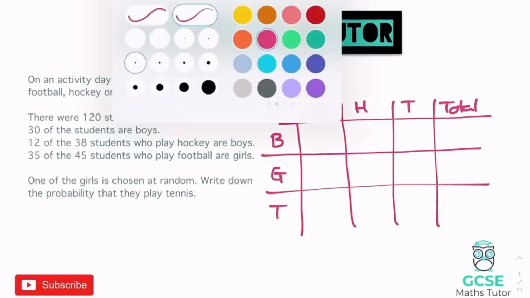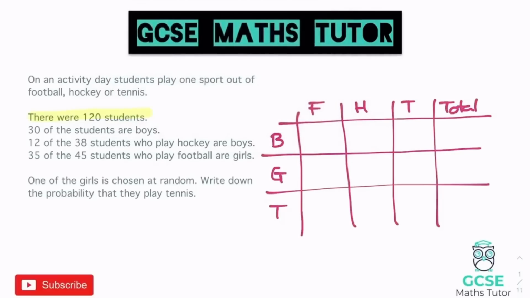Right, okay, so putting all the pieces in, there are 120 students, so let's put that in our total down there, it's 120 in total. We've got 30 of the students are boys, so in the boys column, total is 30. The next one there, we've got 12. This has got 2 bits of information here. It says 12 of the 38 students who play hockey are boys. So that says 12 of the people that play hockey are boys, and that's out of the 38 that play hockey. So in the hockey column, 12 boys out of 38 down there.